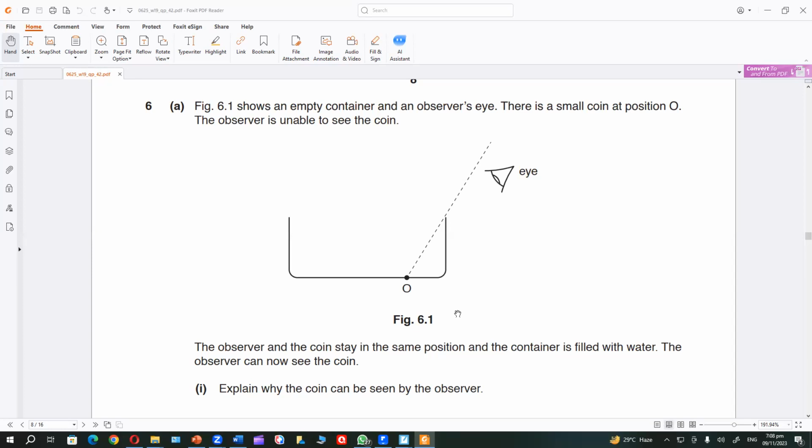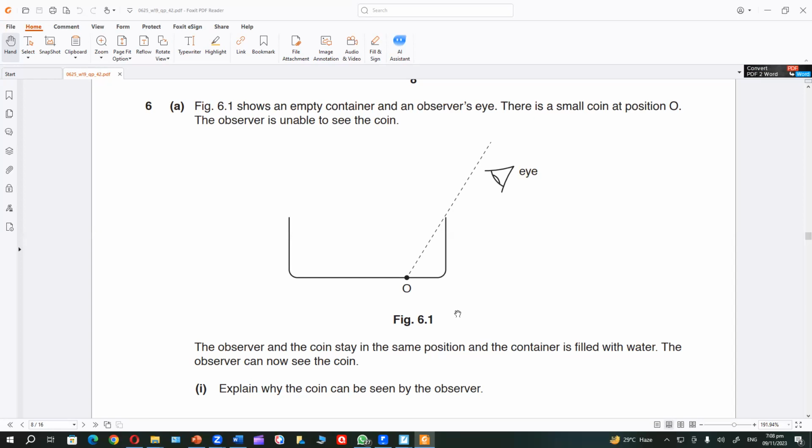The figure shows an empty container and an observer eye. There is a small coin at position O. The observer is unable to see the coin. The observer and the coin stay in the same position and the container is filled with water. The observer can now see the coin. Why can the coin be seen by the observer?